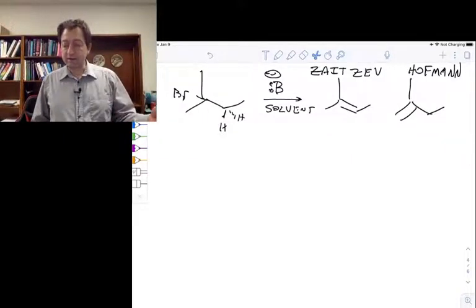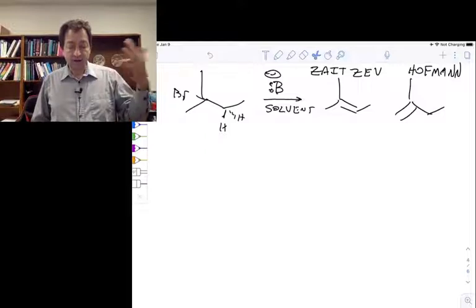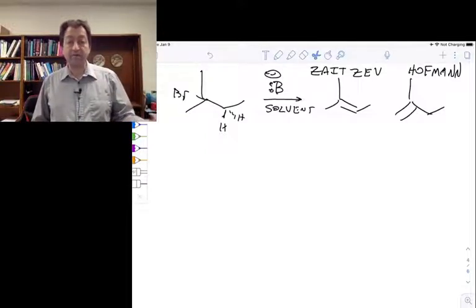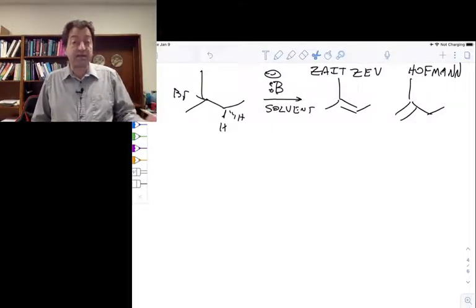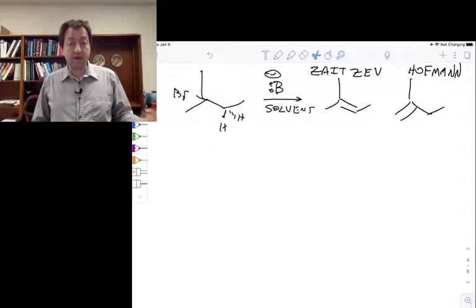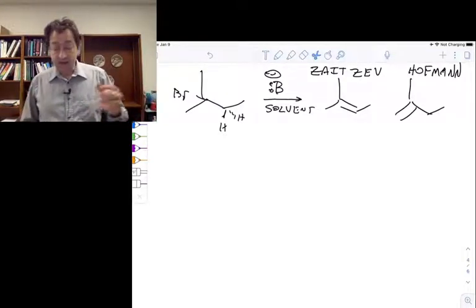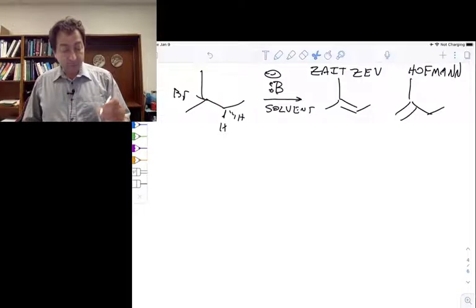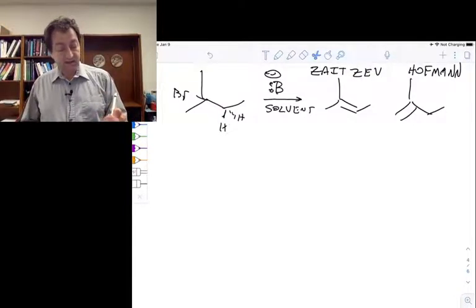Okay, so what we want to take a look at next is the other possible regiochemical outcomes, the influence that these double bonds have on the relative outcome of these reactions, and in some cases how we can even control that outcome. So what we've got drawn up here is another substrate where we've got a couple of possible outcomes, a couple of different protons that we could remove in that key elimination step.